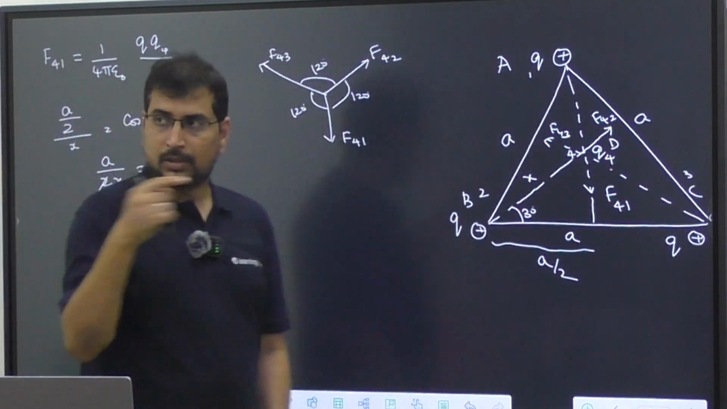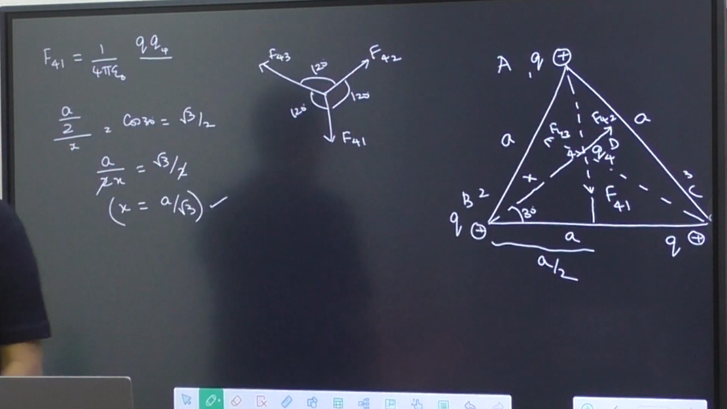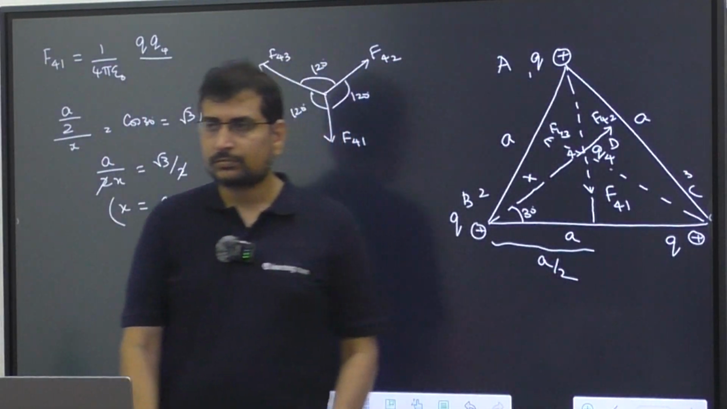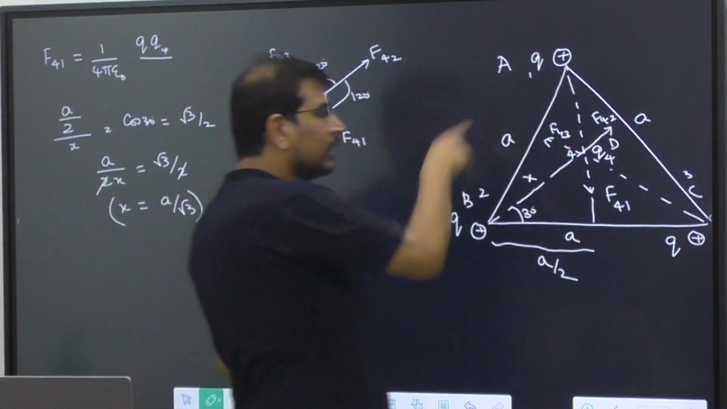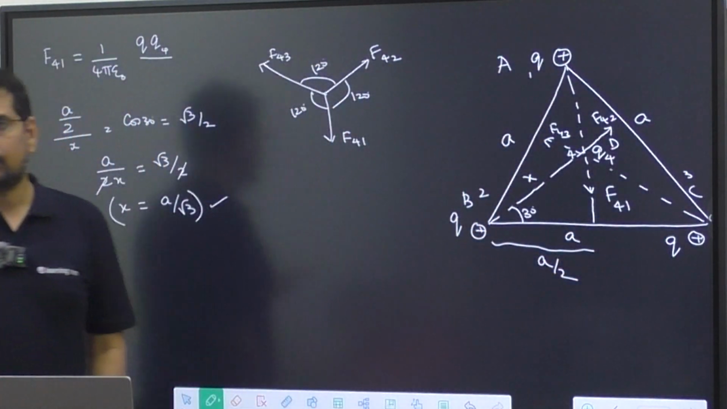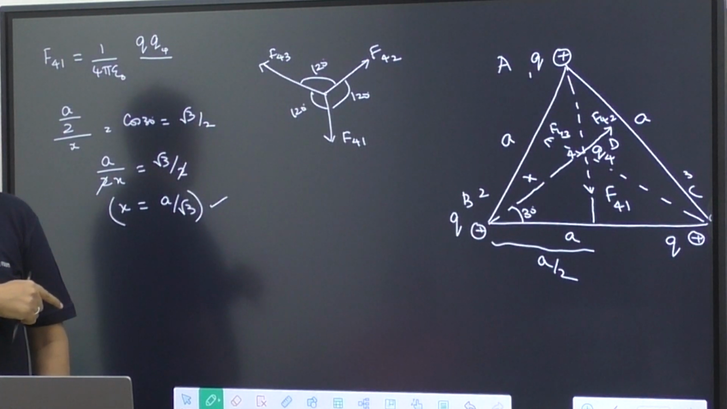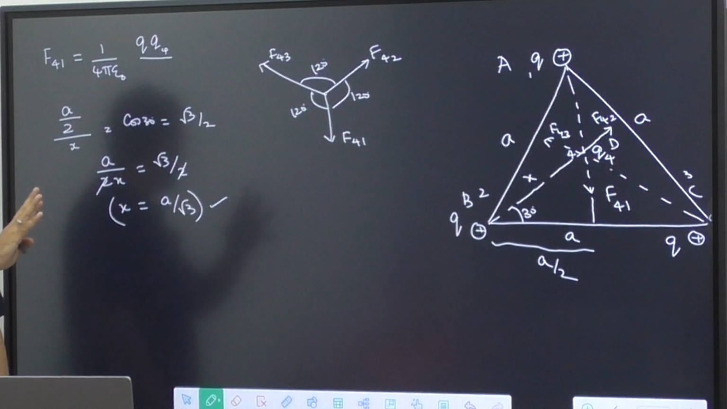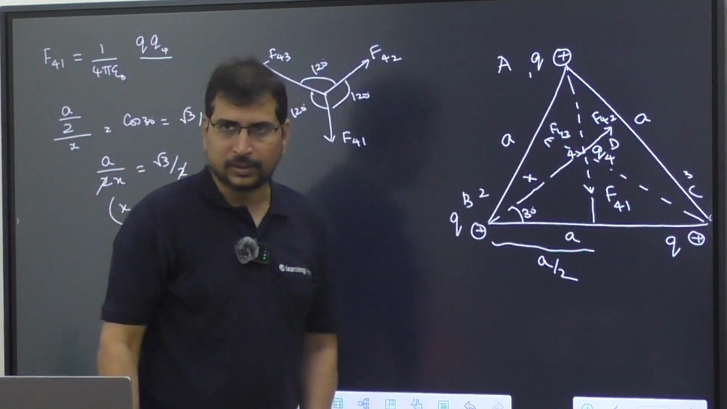But I want to tell you one thing, this is the most unwanted data in this question. I wanted to explain it to you because if the values are different, you will get stuck. In this problem it is unwanted because all the charges at the vertices are the same. But had they been different, you should know this value. So next time you can directly write down the value. This A by root 3, I'll call it X itself.